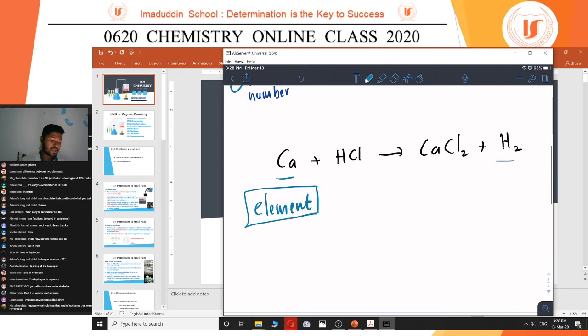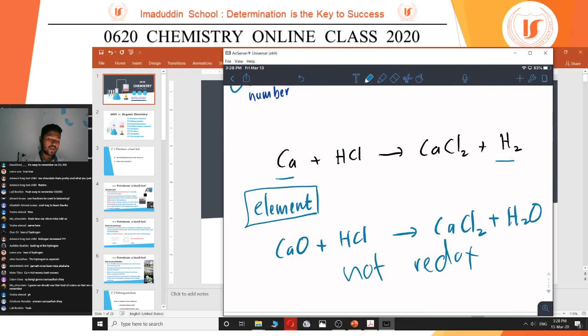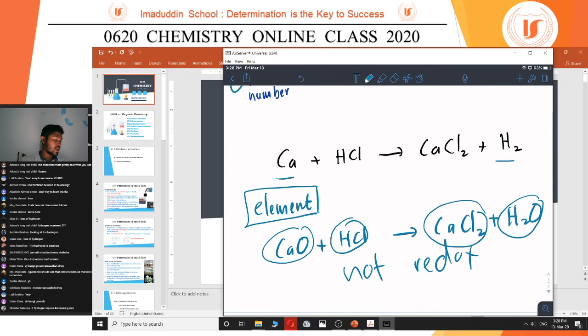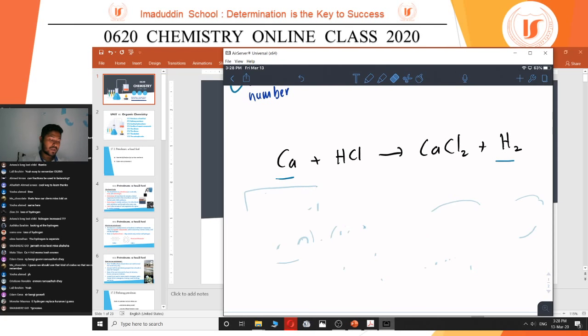For example, an acid-base reaction: calcium oxide plus HCl giving rise to calcium chloride plus H2O. This reaction is not redox. Why? Because all the reactants and all the products are compounds. There is no single element mentioned. So the first equation will be a redox reaction.